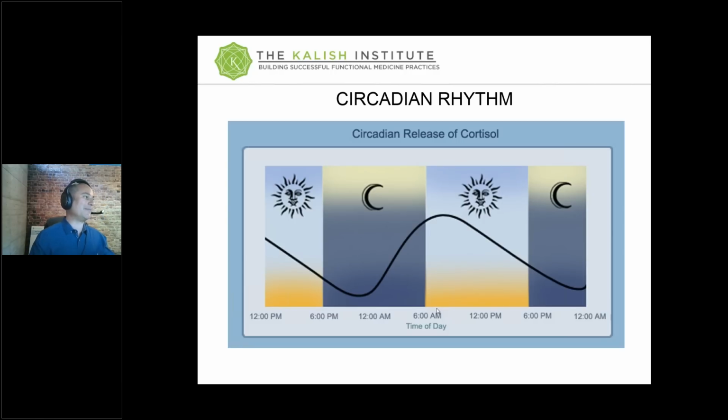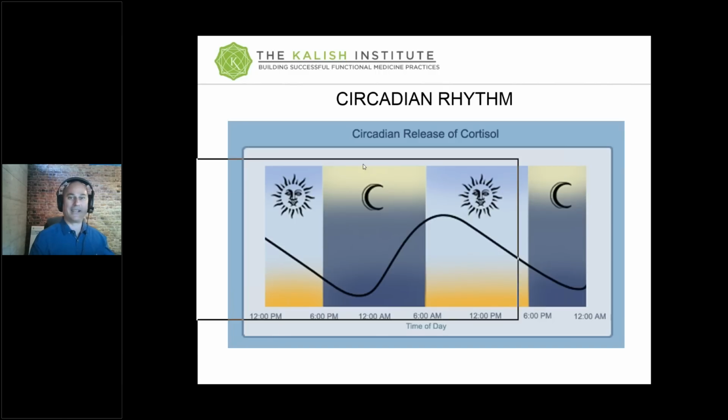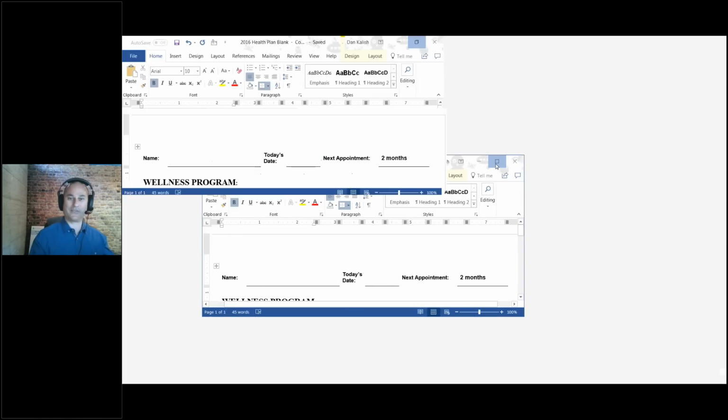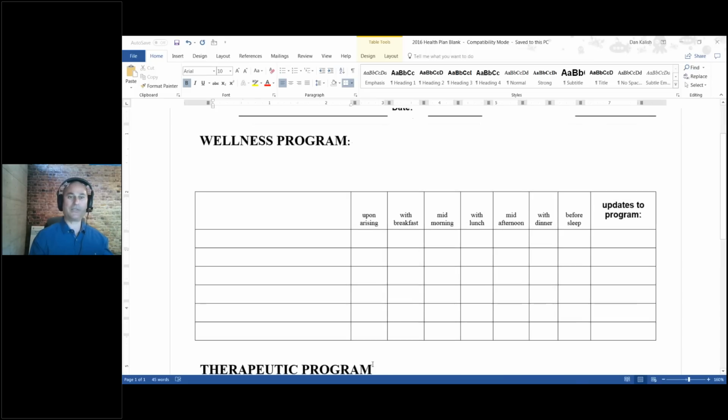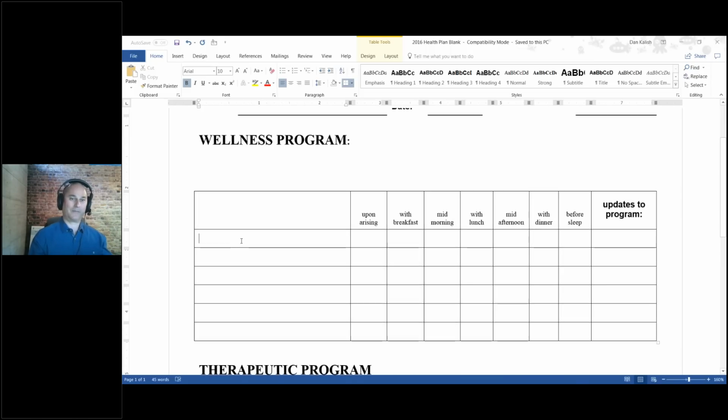All right, so let's just cut to the chase here. I'm going to show you what a basic program looks like, and then I'll show you how you can manipulate the dosages. So the two lead-off products are going to be DHEA, and I like to use it in liquid. You can also get it in pills, liquid or pills, and pregnenolone. Again, I prefer the liquids, but you can also get it in pills.